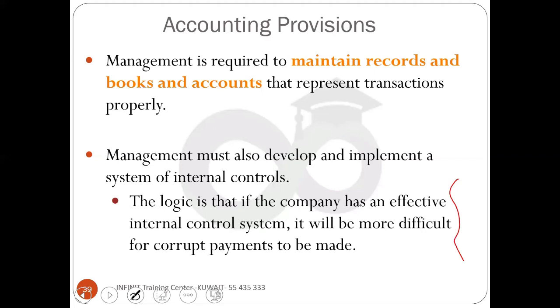So the logic is that if the company has an effective internal control system, it will be more difficult for corrupt payments to be made. Making a corrupt payment is going to be difficult when you have proper internal control.